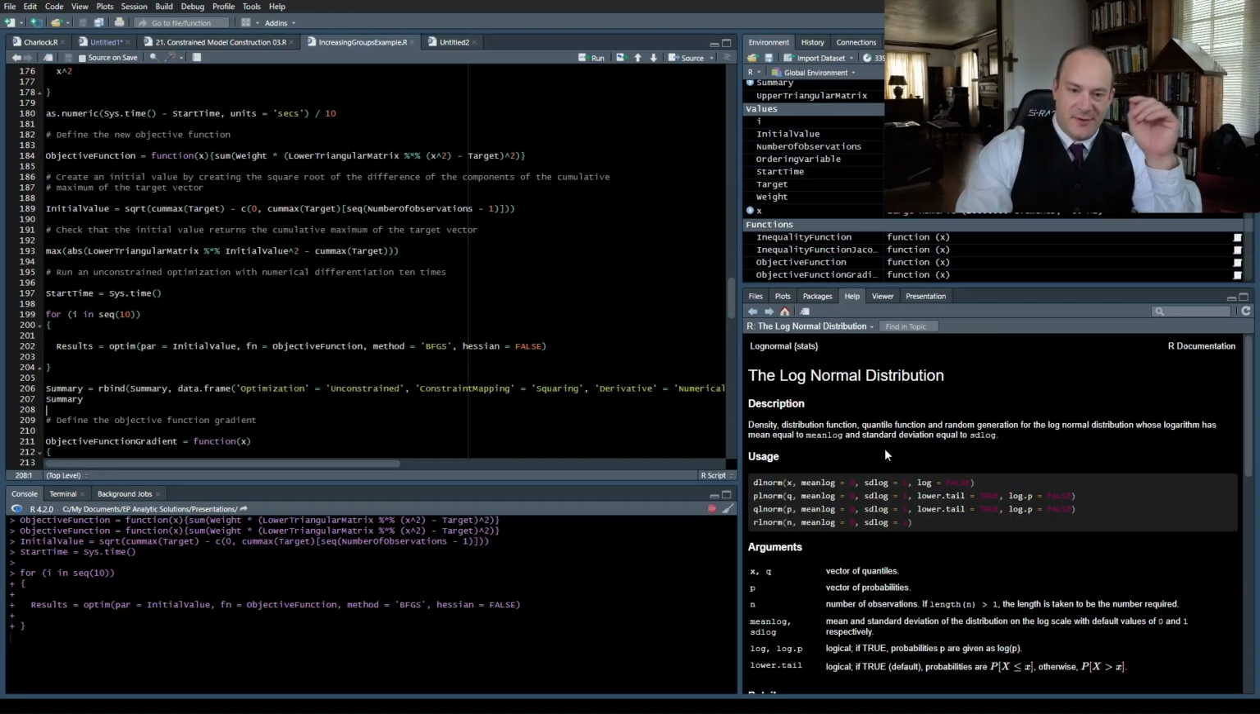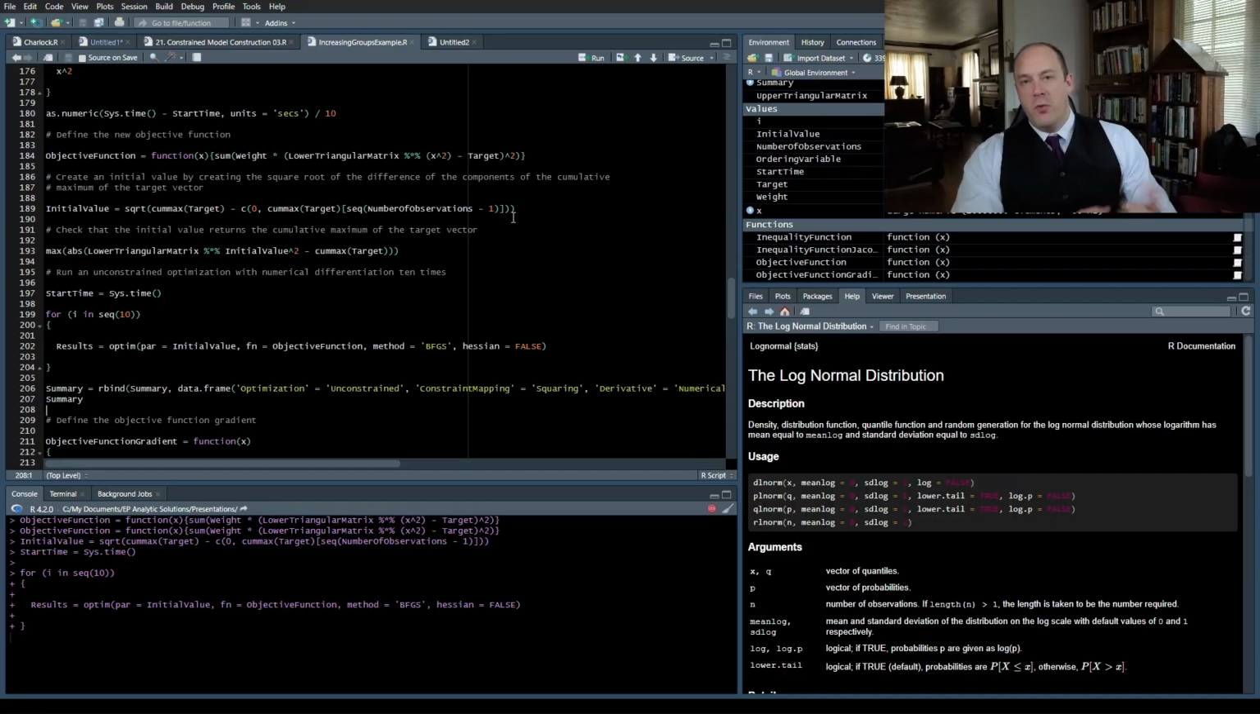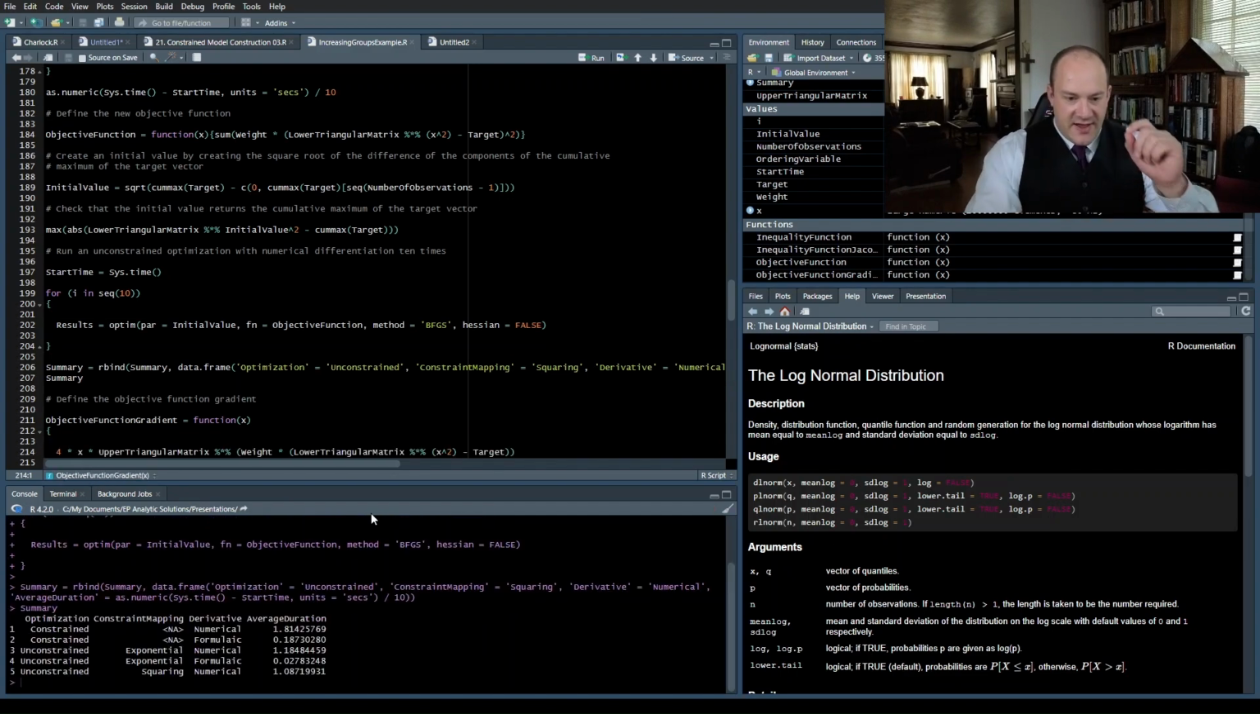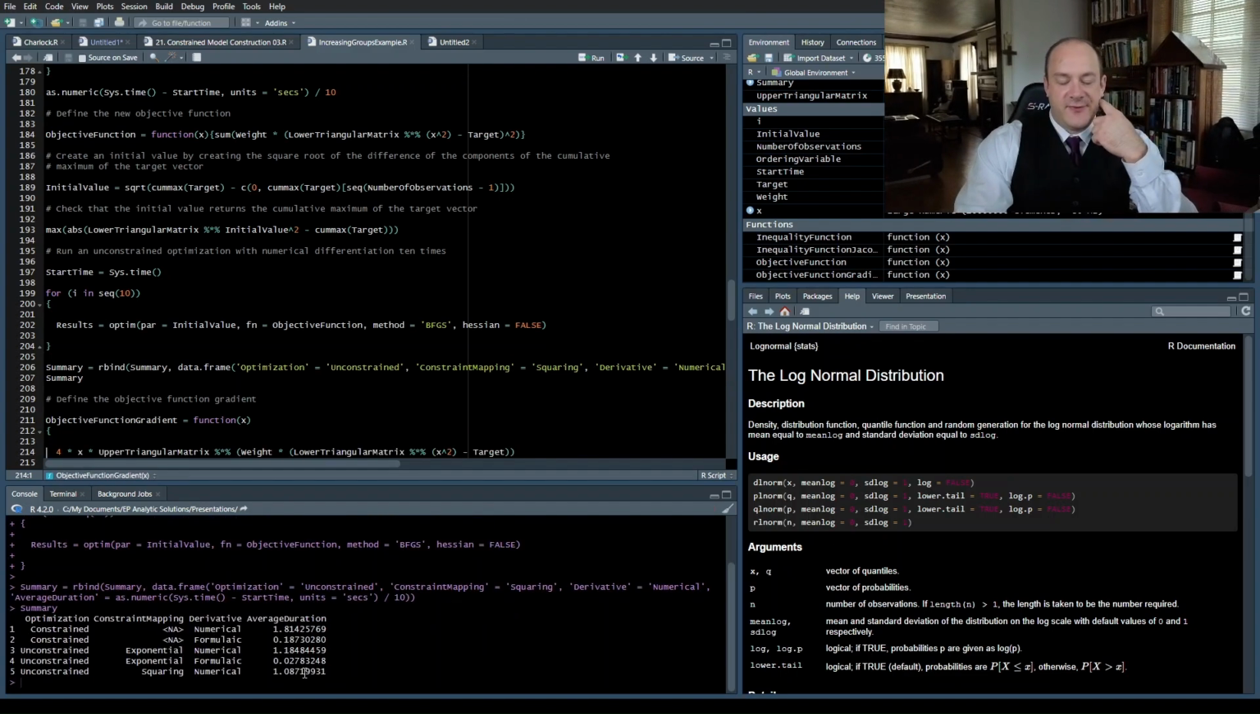So we're going to let this guy run. Again, just for the sake of comparison, we're going to run it with and without formulaic derivatives. Okay, so there it is. So let's see here. Without formulaic derivatives, slightly beat the exponentiation constraint mapping. 1.08 versus 1.18.